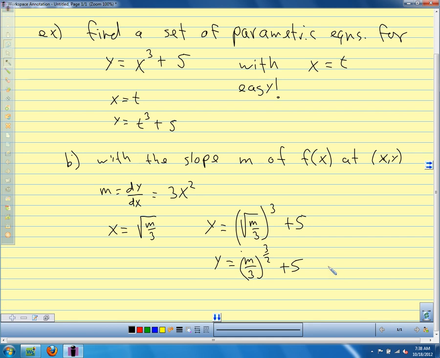Does anybody see what a problem might be with this parameterization? What's that? When x is negative? So what happens when x is negative? When the slope is negative? Well, we said that x is the square root of m over 3. Is the slope for this particular graph ever going to be negative? The slope's not negative, but the square root, what does the square root eliminate?